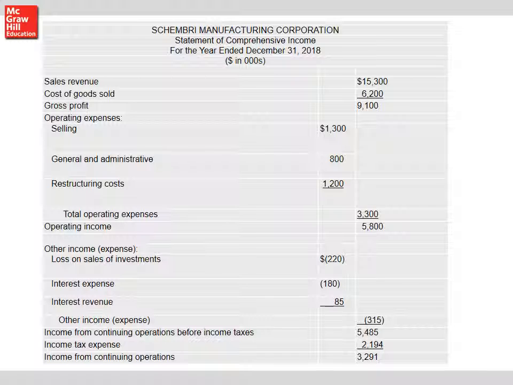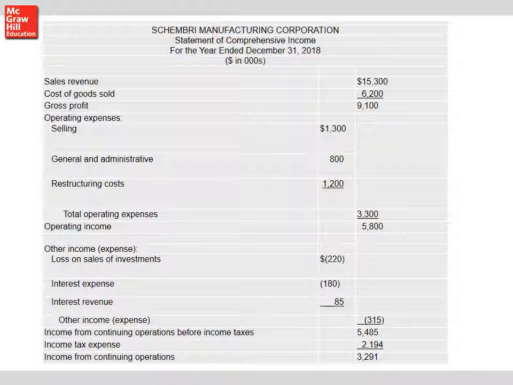In part 2, one of the company's factories was closed during the year. Restructuring costs incurred were $1,200. Okay, it doesn't say they got rid of a whole division. They just closed a factory. That's not a discontinued operation unless they got rid of the whole division. So we add up those expenses.